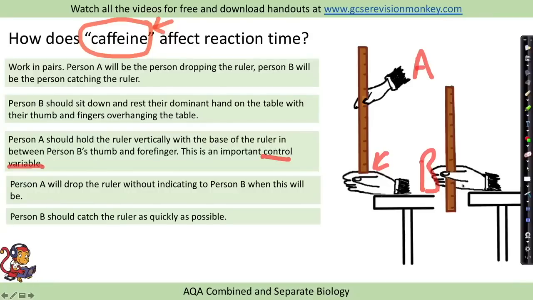If the ruler falls through just a short distance, this would indicate a fast reaction time, and if the ruler fell through a longer distance, that would indicate a slow reaction time.